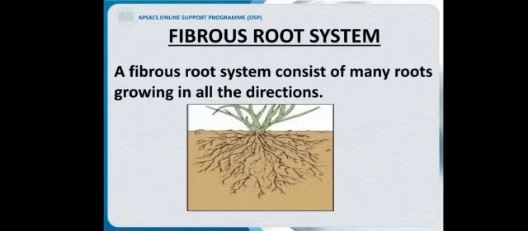Second is the fibrous root system. A fibrous root system consists of many roots growing in all directions. You can see in the picture the roots are scattered all over in the ground in every direction. There is no particular direction.